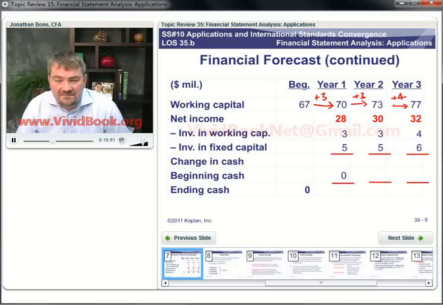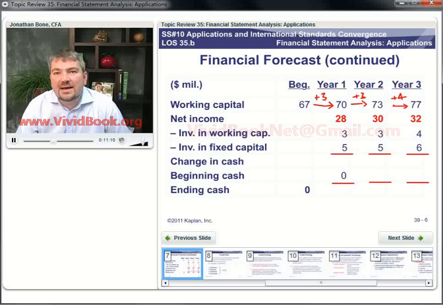Our investment in fixed capital is going to be 5% of that year's sales, so 5% of 100, 5. 5% of 105, with a little bit of rounding, 5. And 5% of 110, 6. So those essentially are our cash outflows on working capital and fixed capital.